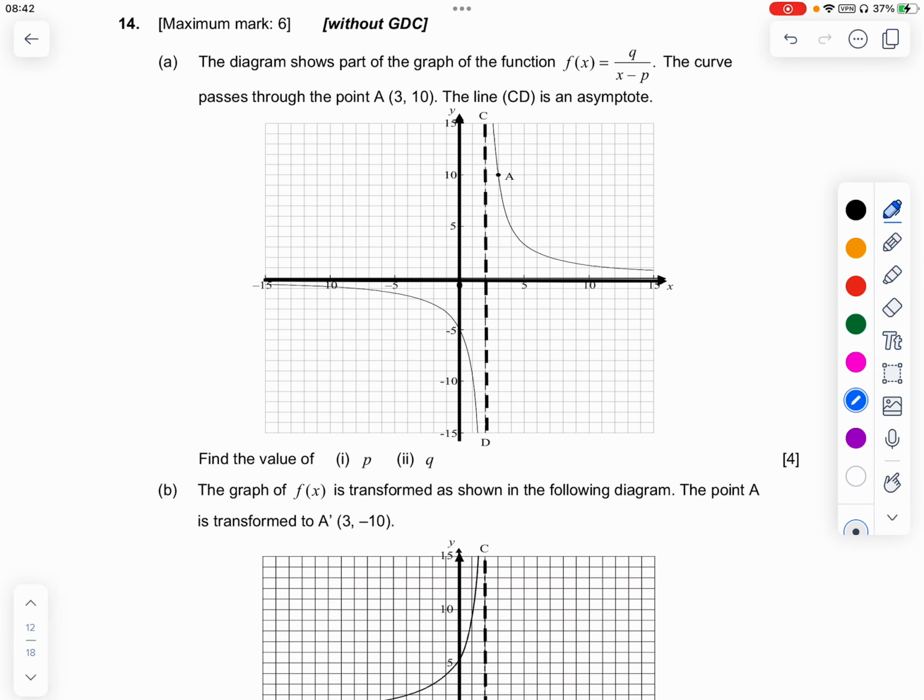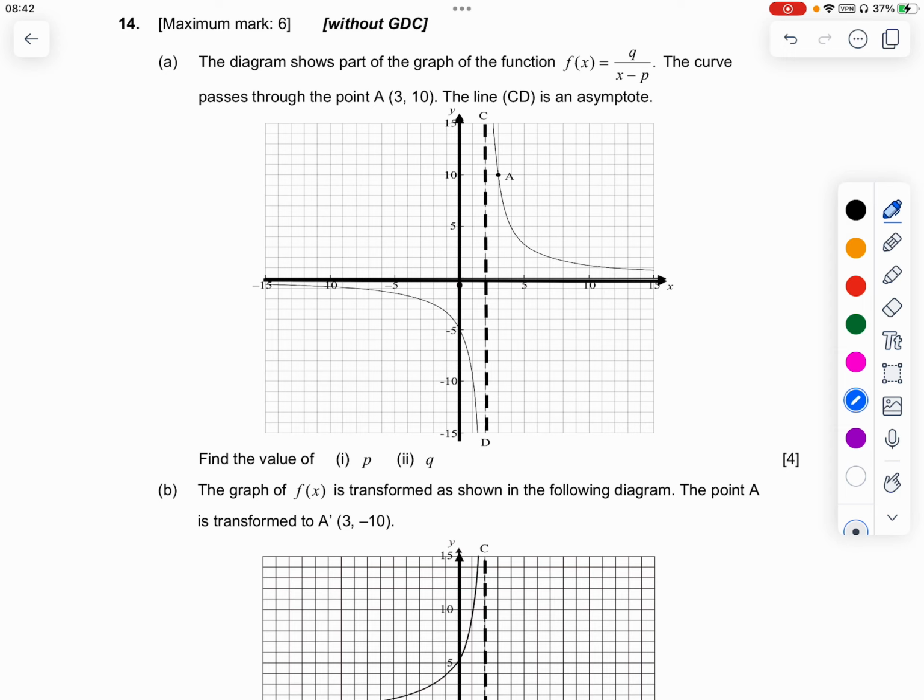Question number 14. The diagram shows part of the graph of the function f of x equals q upon x minus p. The curve passes through point A, 3 comma 10. The line CD is the asymptote. Find the values of p and q.